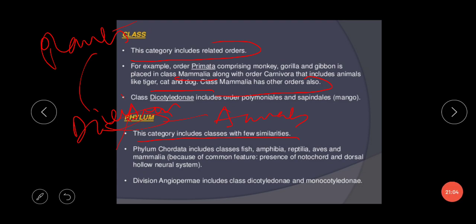The phylum Chordata includes the classes fish, amphibia, reptiles, aves and mammalia. Okay, and division Angiospermae includes class Dicotyledon and Monocotyledon.